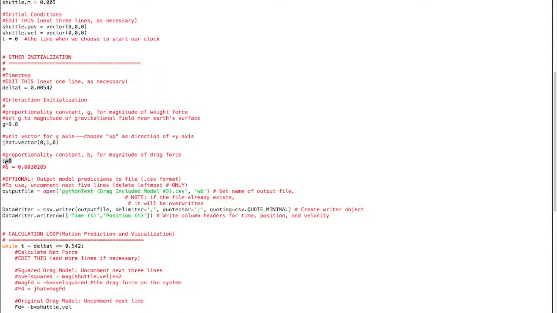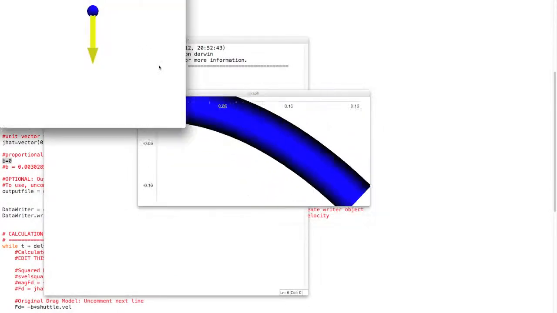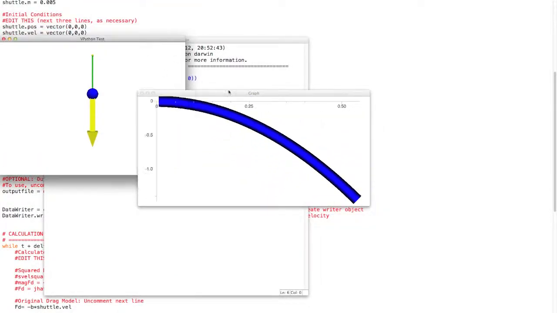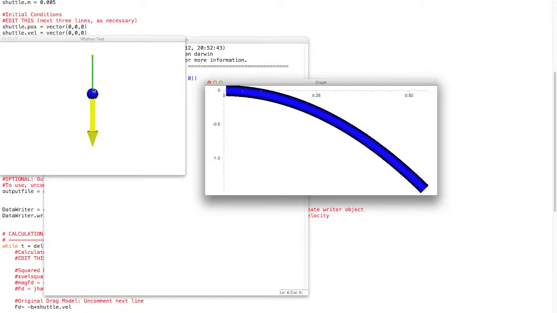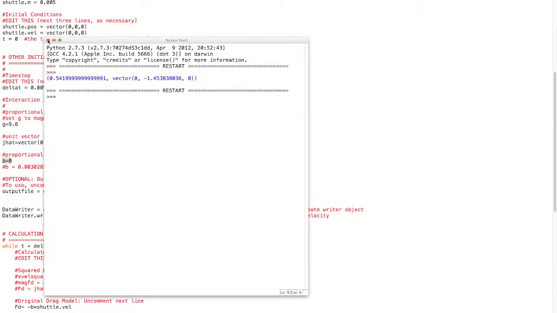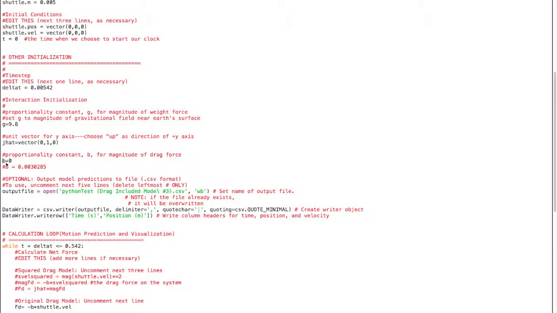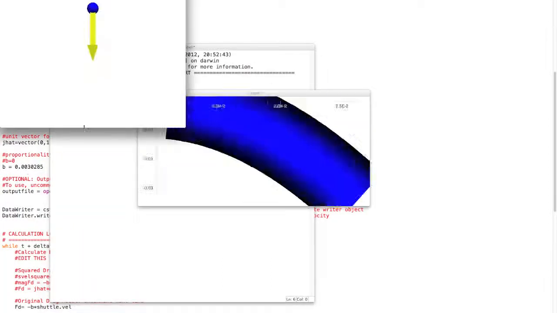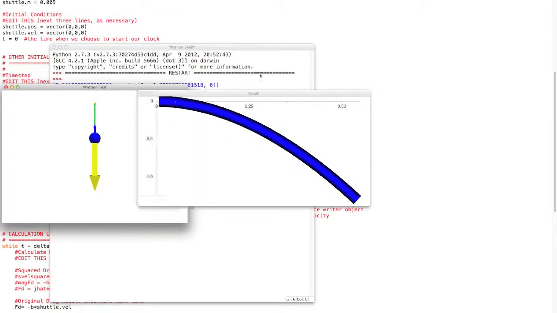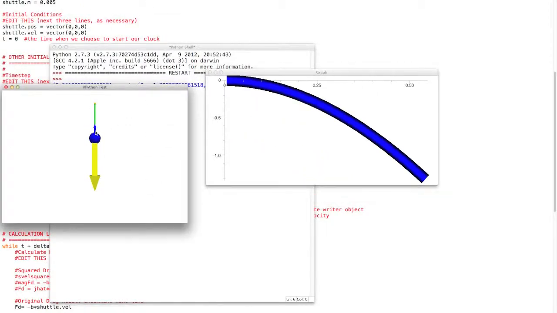Running the program with b equal to 0, we get a graph with no blue arrow for the drag force, but only a yellow arrow for the gravity. Running our program with the b constant, we get a model with a blue arrow for the drag force, which counteracts the yellow arrow for the gravity force.